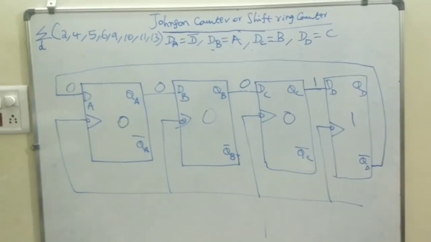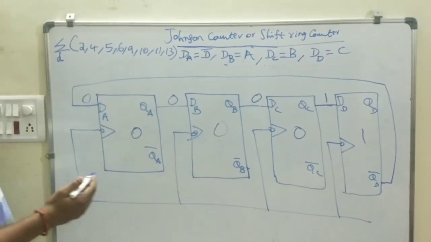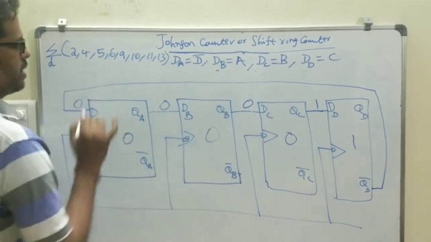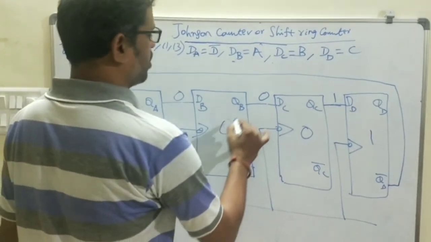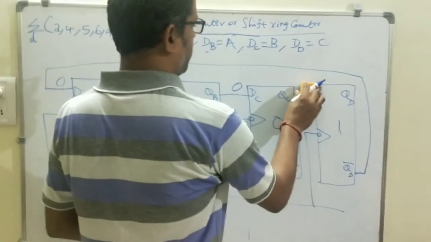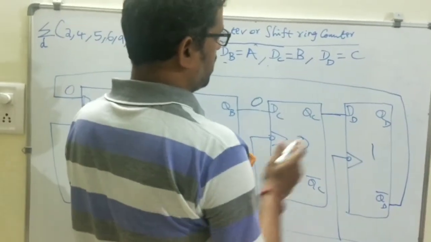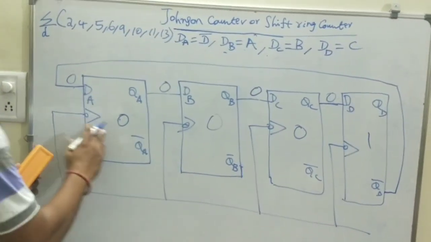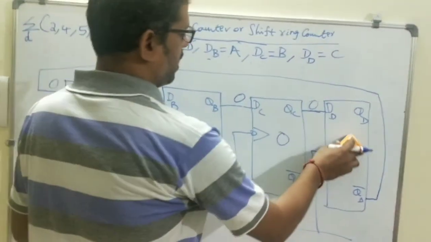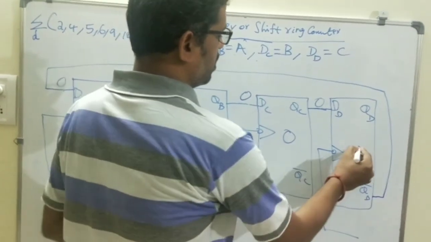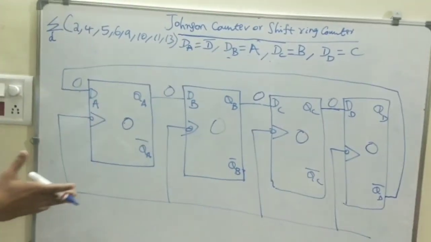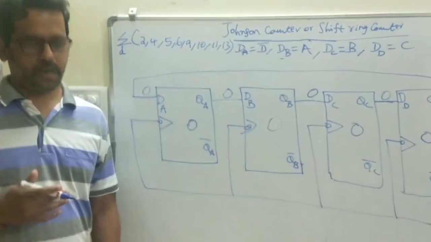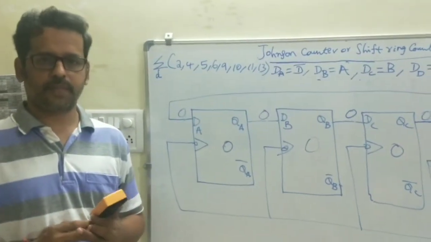Then for finding the next state, DA is going to be 0. DB is going to take the value of 0. DC is also going to take the value of 0. DD is also going to take the value of 0. While applying the synchronous clock pulse, all the flip-flops will be storing the value 0. This is called our reset state. This is how the shift ring counter or Johnson counter works. Thank you.